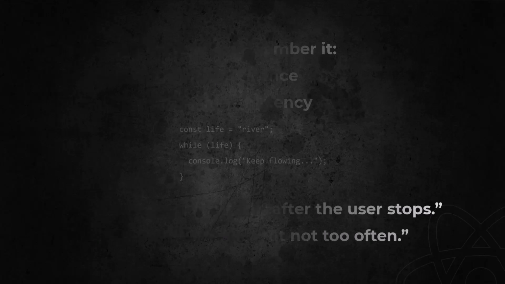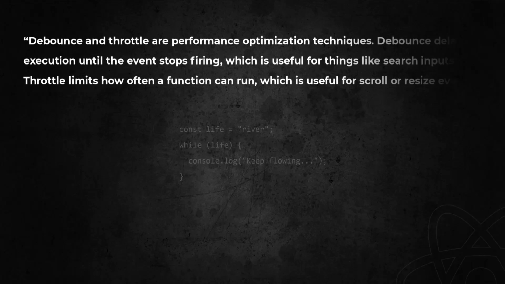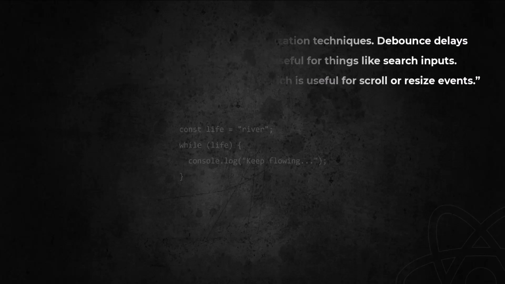If you want a clean interview answer, you can say debounce and throttle are performance optimization techniques. Debounce delays execution until the event stops firing, which is useful for things like search inputs. Throttle limits how often a function can run, which is useful for scroll or resize events.